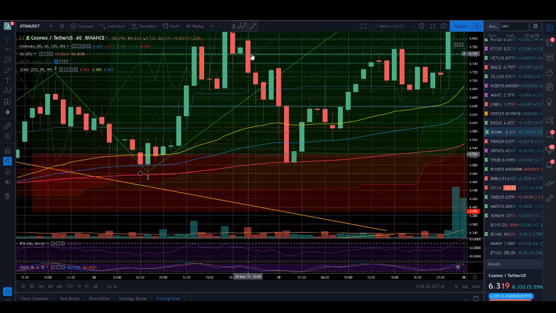Now when we do come back down, where do we hold? 55 EMA holding. We broke through those EMAs and came down, and look at this, the 222. Boom, massive support. This was a really big sell-off. I mean, it was dumping right here.